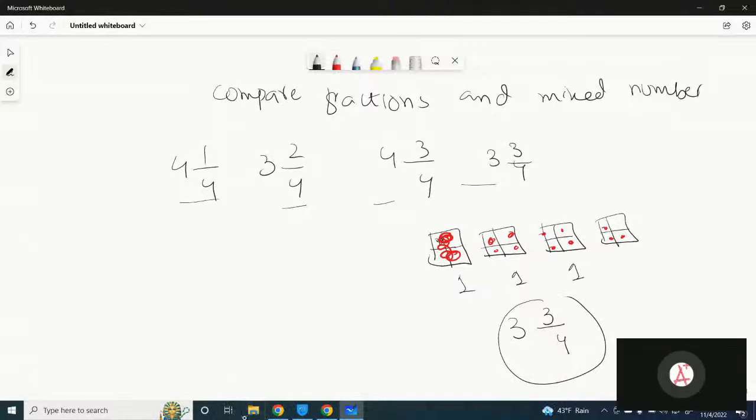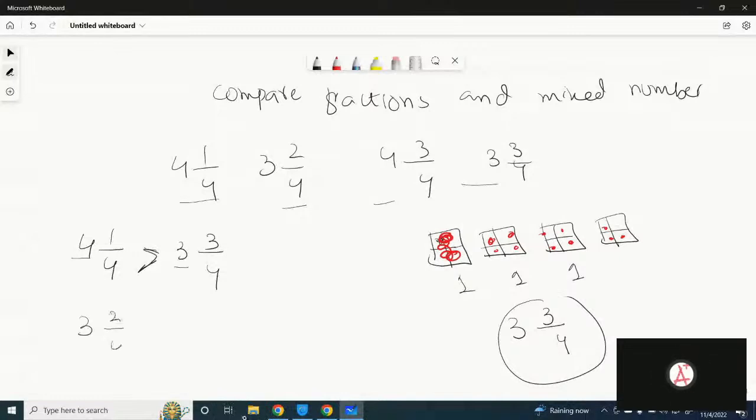Okay, start with the first one. Let's just compare 4 whole 1 by 4 with 3 whole 3 over 4. Got it? You have to just compare their whole numbers. So 4 is greater than 3. Got it? That means 4 whole 1 by 4 is greater than 3 whole 3 by 4. The question is which number is less than the one shown? You have to find the number that is less than 3 whole 3 over 4. Got it? Okay, let's just check the second one.